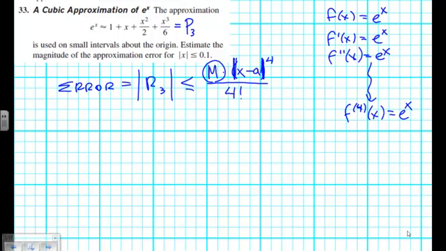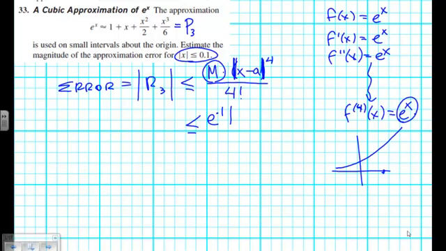Now I'm going to ask this question. For what value between x and a, on the interval from negative 0.1 to positive 0.1, does this function take on its highest value? Positive 0.1. So if we wanted to find out what M should be, it's going to be the value of e to the 0.1. Okay. Now I'm just going to write down e to the 0.1.